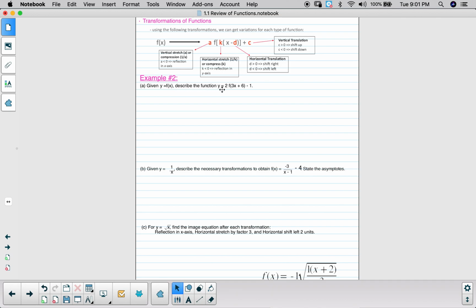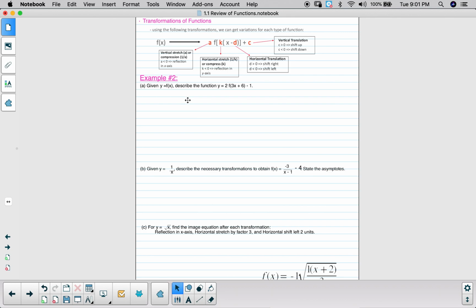Describe the function y equals 2 times f of 3x plus 6 minus 1. If you look at this function, it doesn't matter which parent function it's modeling. It can be any parent function. But the way it's written right now, the k and the d values are not clear. You have to factor the k out.